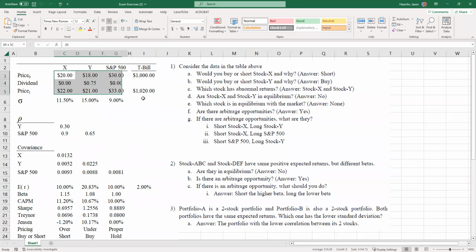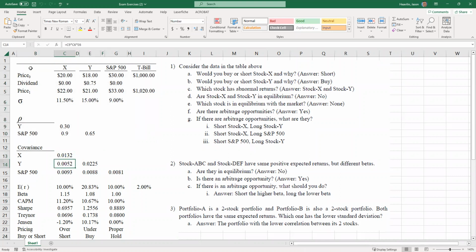Okay, so these numbers here are the given data, the given information. So you're not calculating this, these are just given. The correlations are also given in this case. So from here to here, data provided. Calculations start down here.